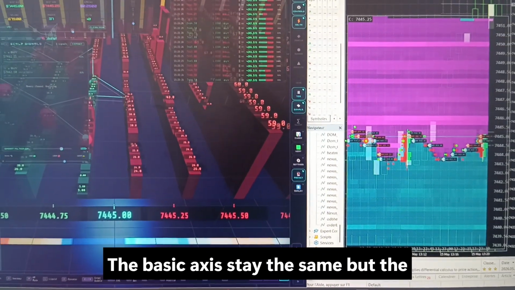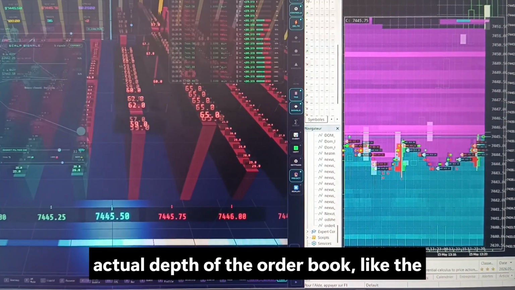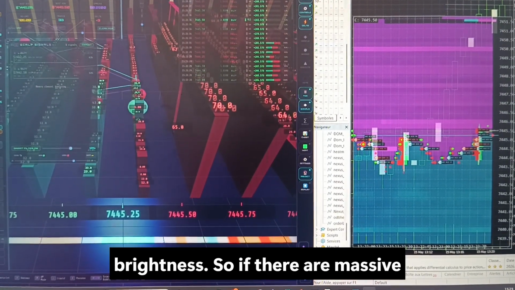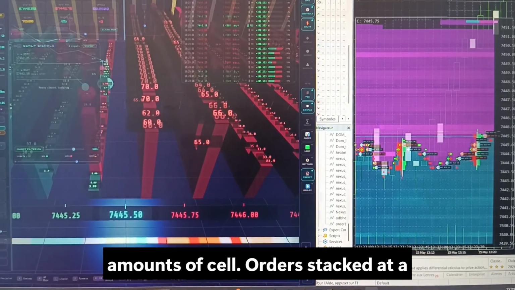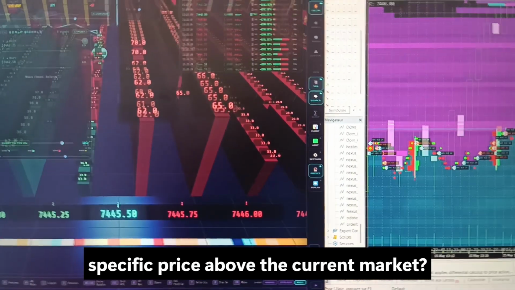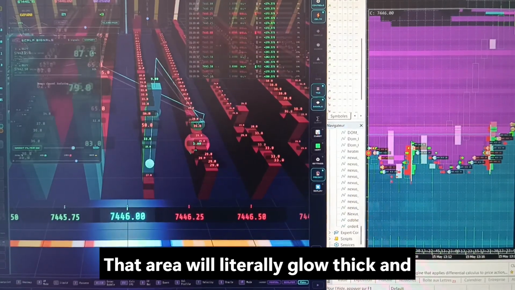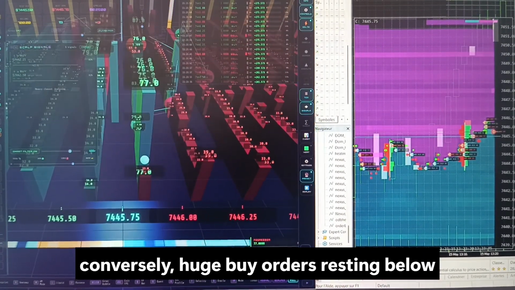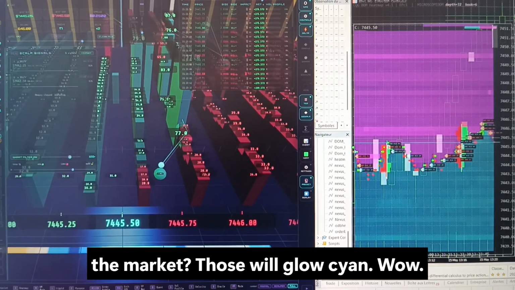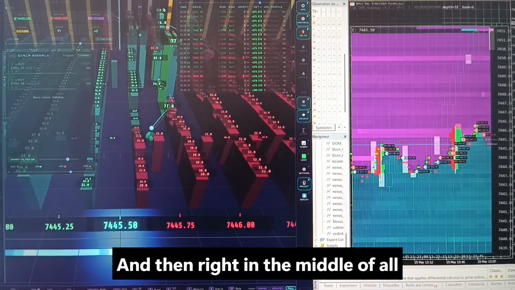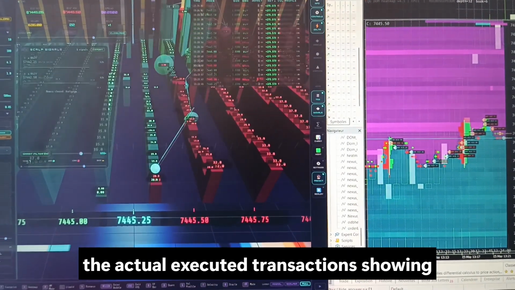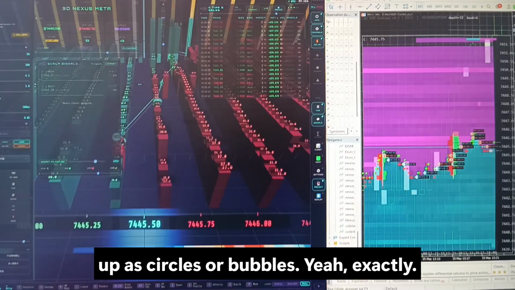But the actual depth of the order book, the resting liquidity, is shown by color and brightness. So if there are massive amounts of sell orders stacked at a specific price above the current market, that area will literally glow thick and bright red on your screen. And conversely, huge buy orders resting below the market will glow cyan. Wow. And then right in the middle of all these horizontal glowing bands, you have the actual executed transactions showing up as circles or bubbles, right?